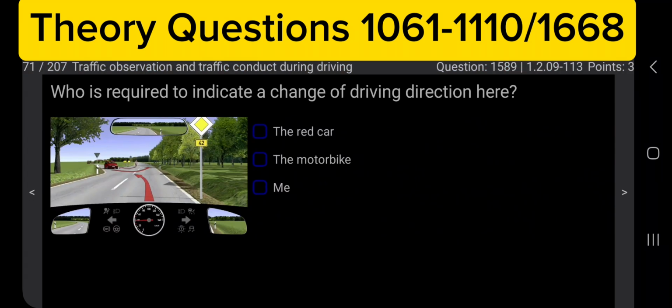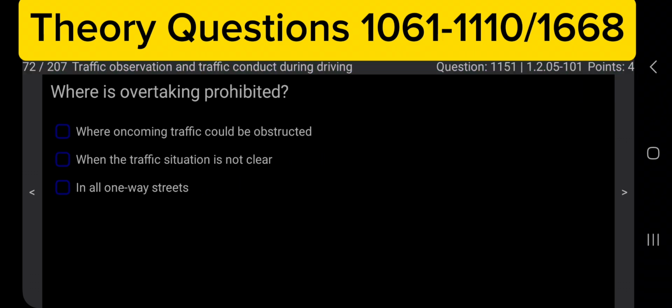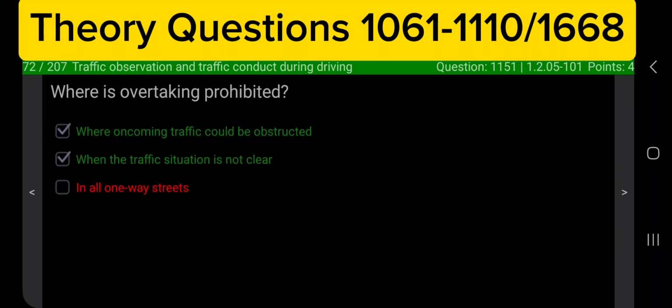Who is required to indicate a change of driving direction here? The red car. The motorbike. Me. Where is overtaking prohibited? Where oncoming traffic could be obstructed. When the traffic situation is not clear. In all one-way streets.